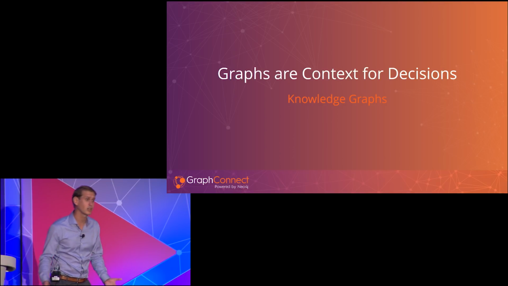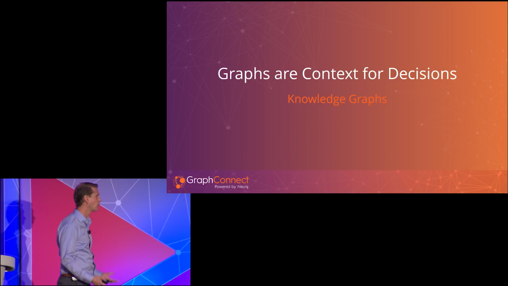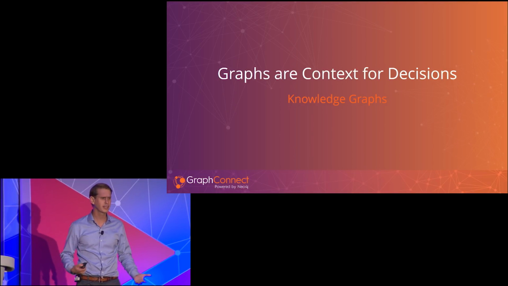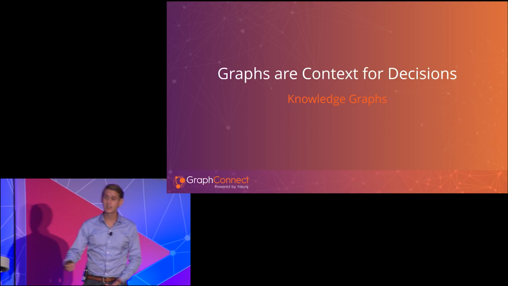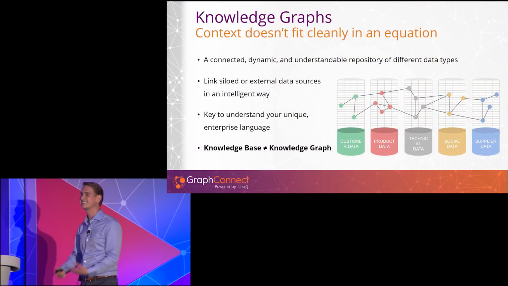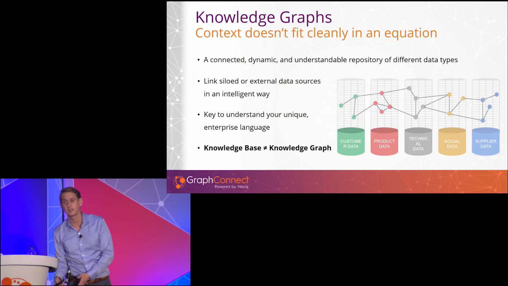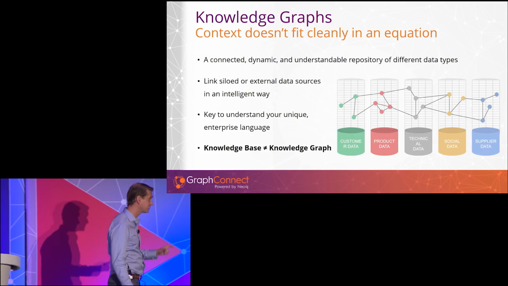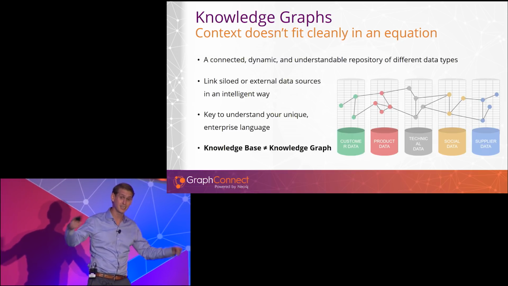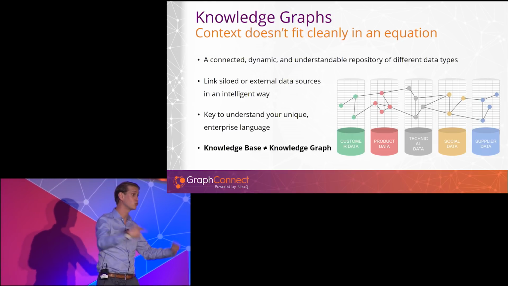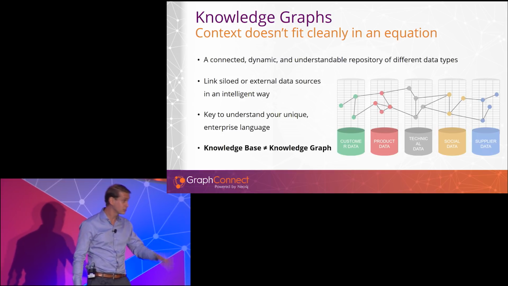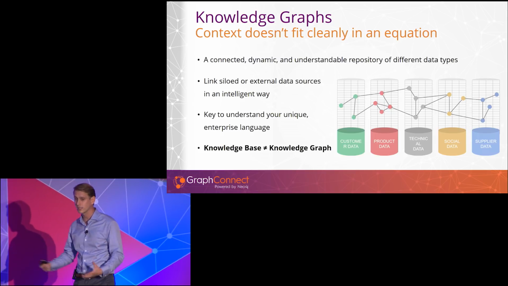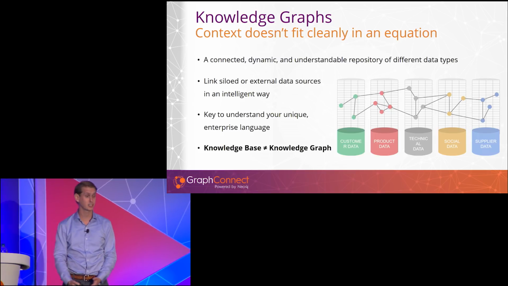And really what we're talking about is knowledge graphs. I want to at least try to define knowledge graphs, how I define them. It's a term that gets thrown around a lot. I think of knowledge graphs as a connected, dynamic, and understandable repository of different data types. So pulling that apart quickly, it needs to be connected. It is not a data lake, right? It needs to be connected around the attributes that are actually relevant to this knowledge. Data is not knowledge, right? Not all data is knowledge. You're looking for relevant information that's connected on contextual lines.